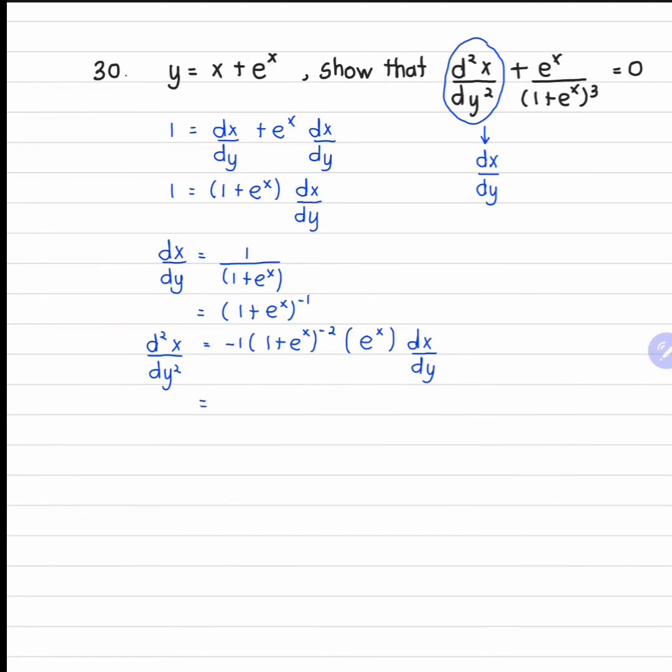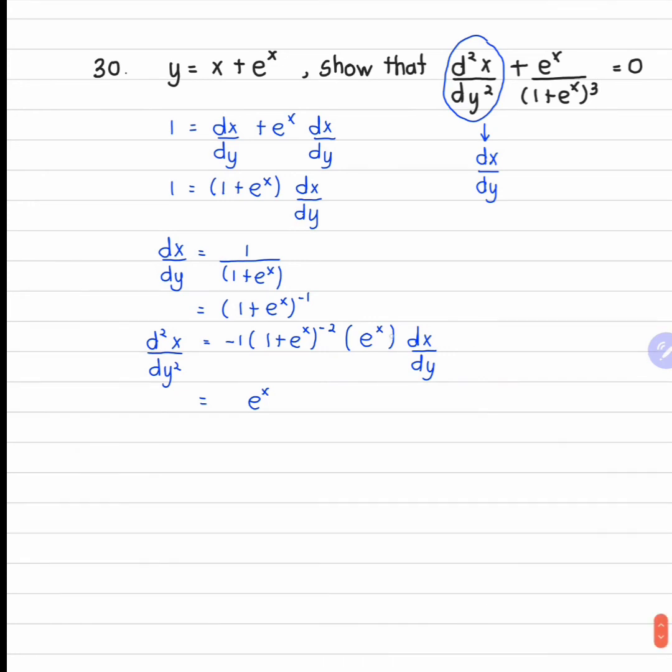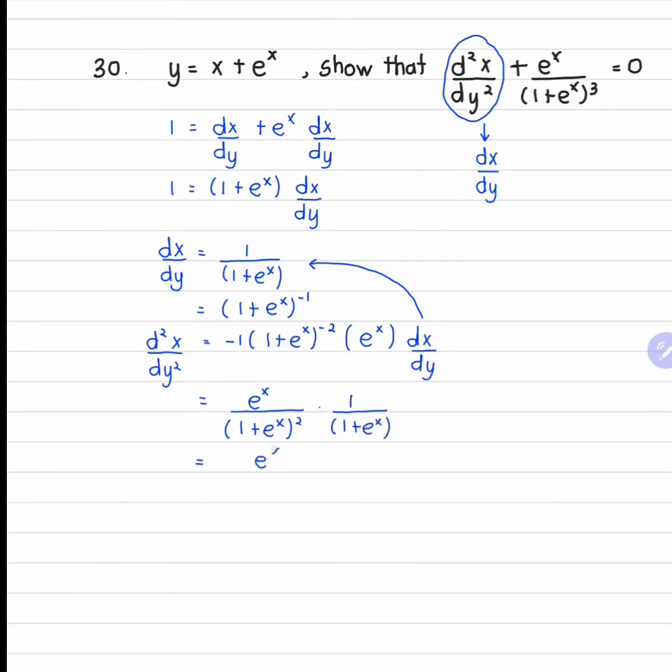Dan saya susun e power of x. Okay, dx dy ni yang kita dah cari tadi. Itu cari tadi, kita masukkan. Okay, so over, saya susun dulu, 1 plus e power of x power of 2 times with dx dy ni gantikan 1 over 1 plus e power of x. Yang saya darab masuk, so we get e power of x over 1 plus e power of x, benda yang sama, so power akan tambah lah, we get 3.